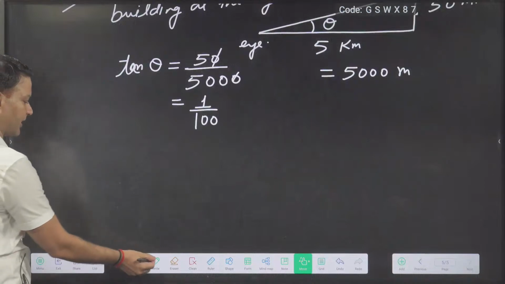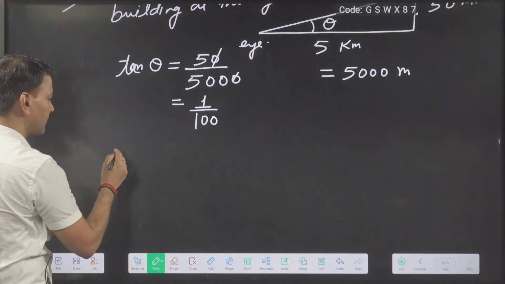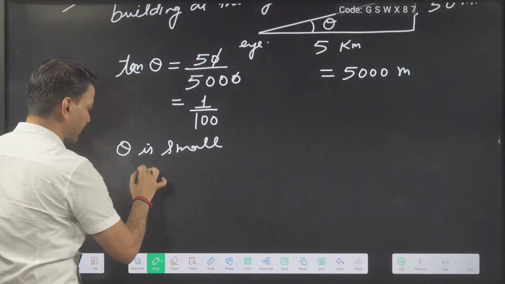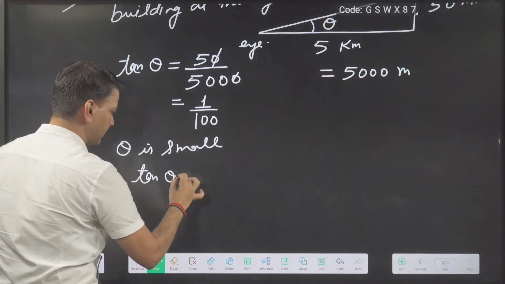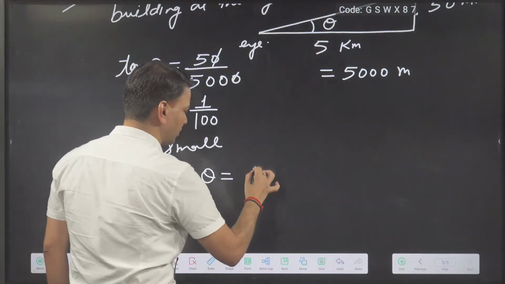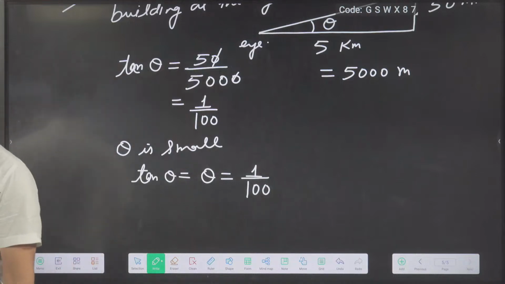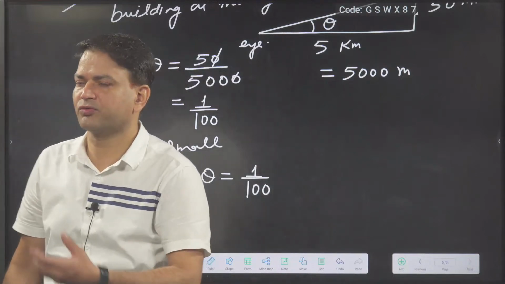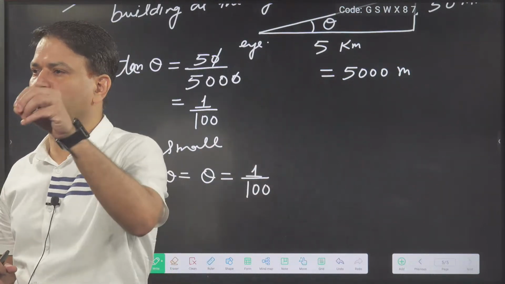So directly what can I write? Theta is small, so we can say tan theta is equal to theta, that is equal to 1 by 100. So directly I got the value of the angle. No need to write the tan inverse. Even in the options they will not give tan inverse 1 by 100. Directly they will ask the angle in degree or radian.